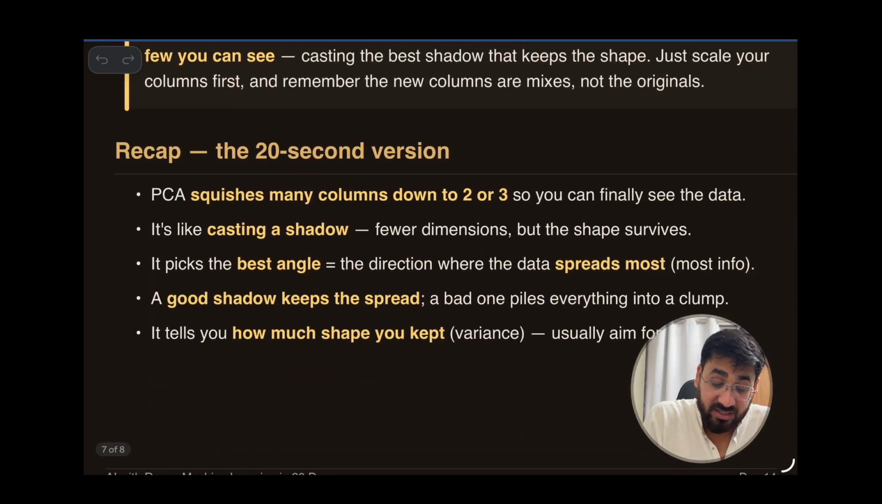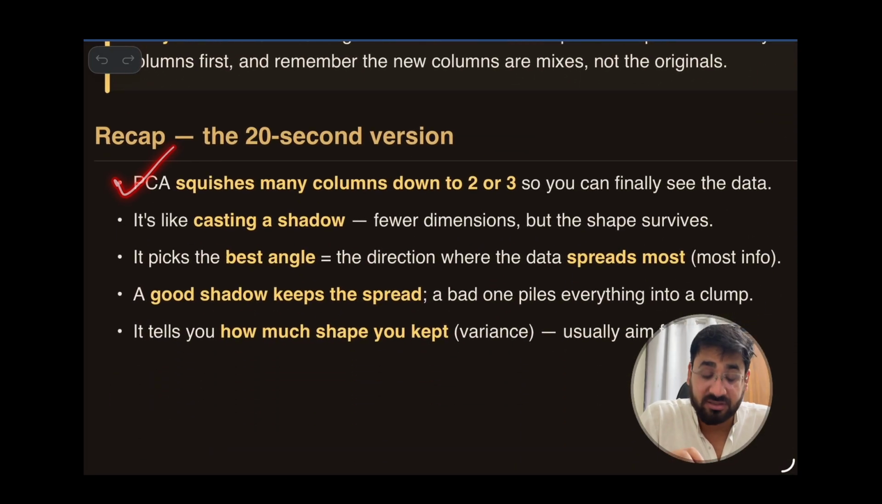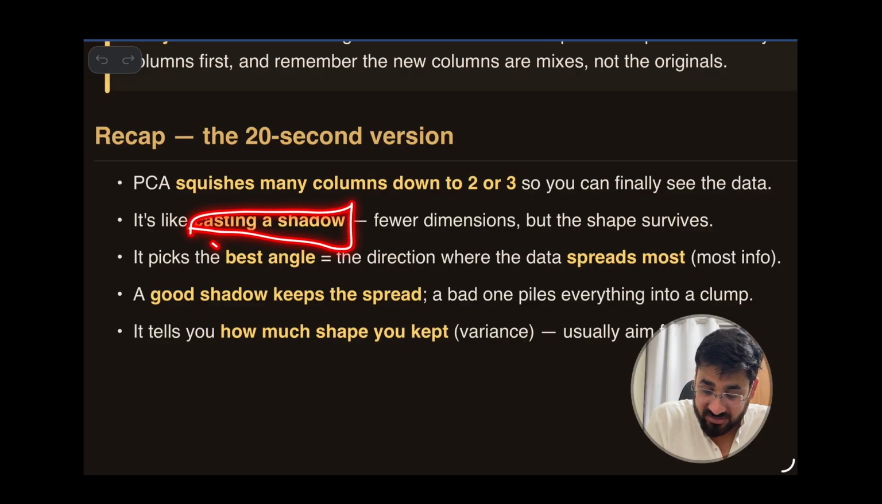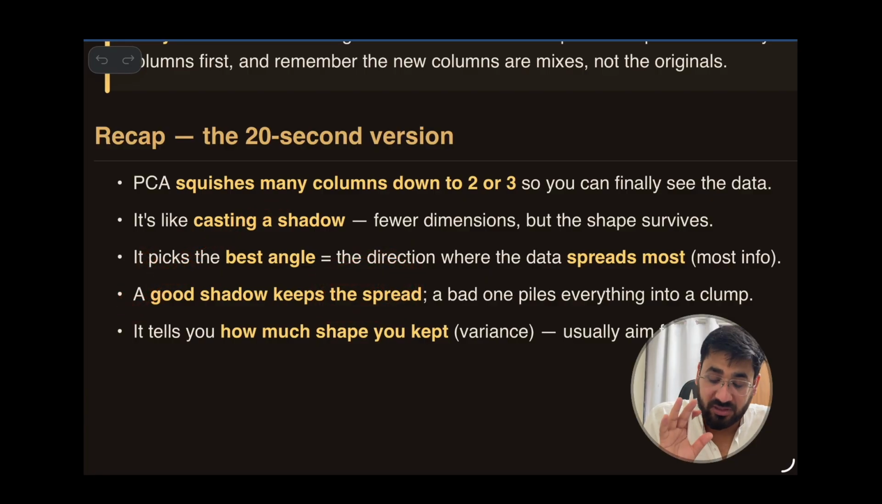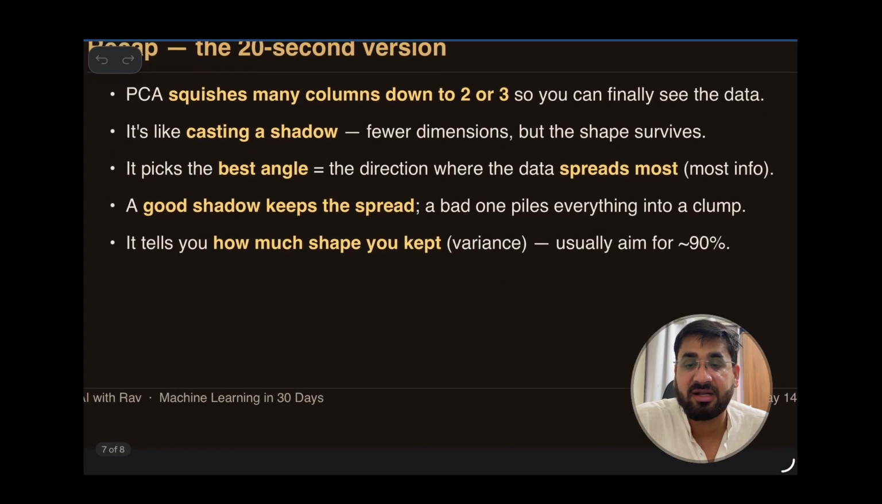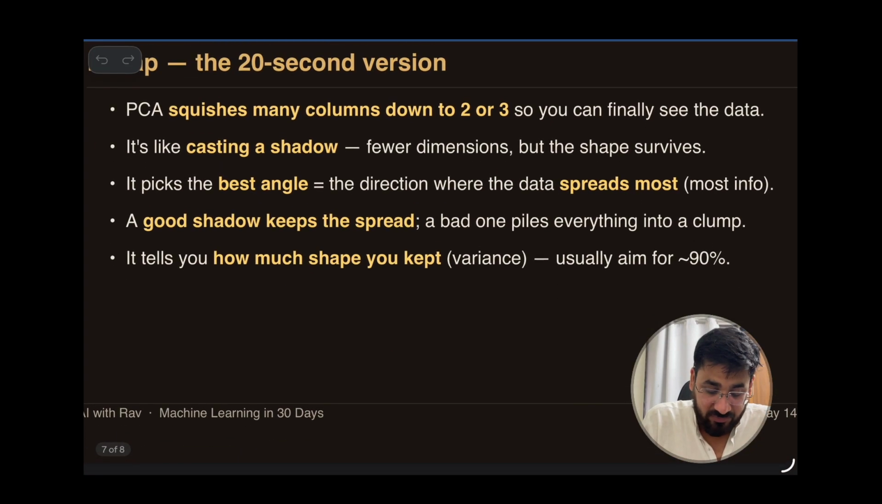Now a 20-second recap of what we learned till now. We squeeze 100 columns into 2-3 columns and finally see the data and the pattern. We understand what casting a shadow means to find the best angle. And what is a good shadow? One that keeps the most relevant data. And how much should we keep? About 90%. So this is what we learned so far.